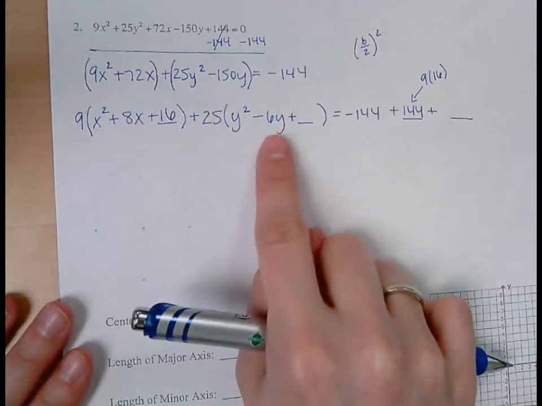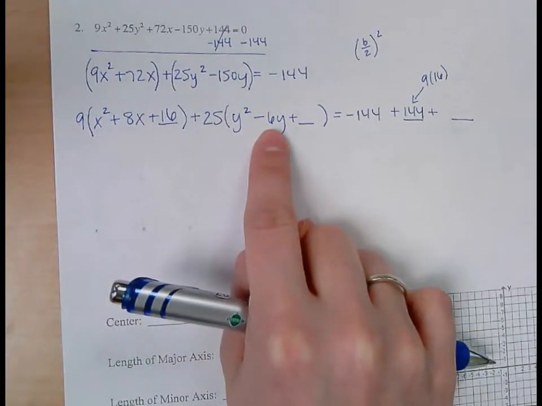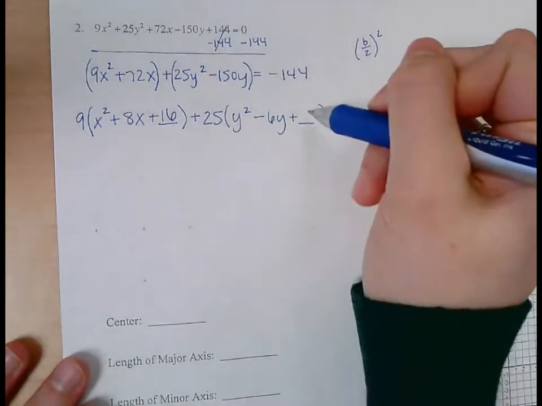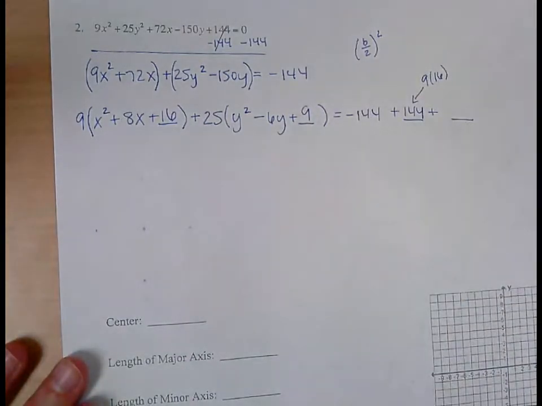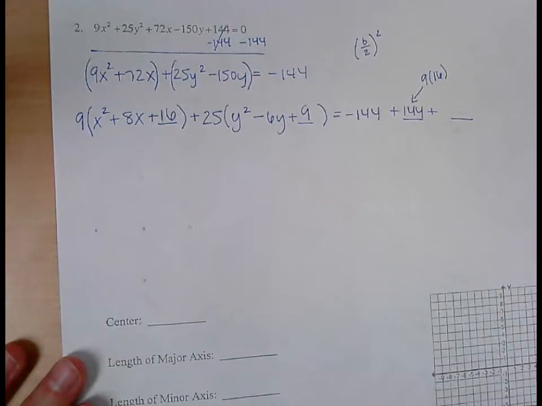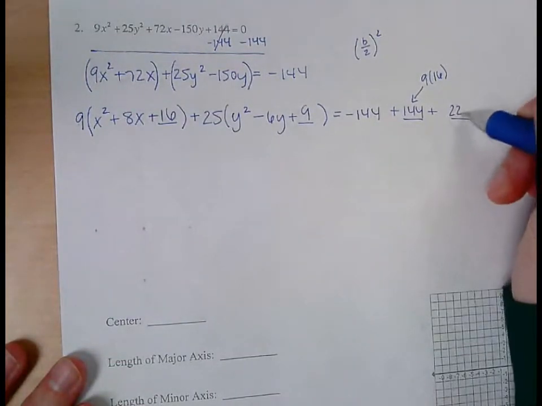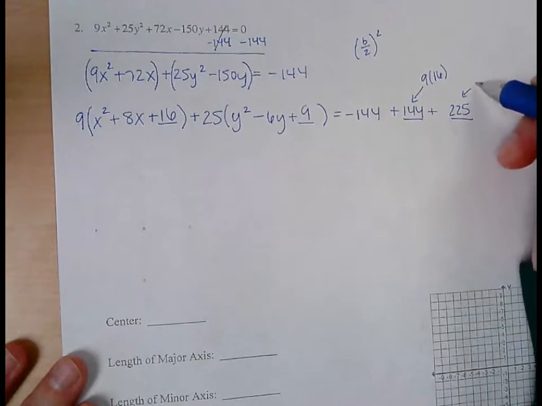And then for the y's, I have negative 6 divided by 2 is negative 3. Negative 3 squared is 9. So I have to multiply 9 by 25, and that's 225. So 225 gets added to the other side.